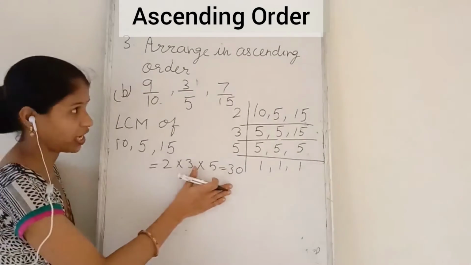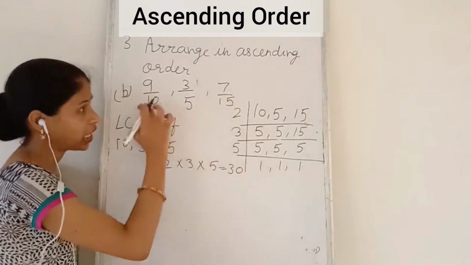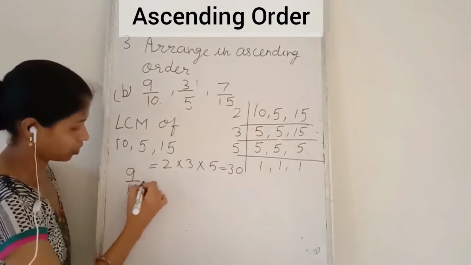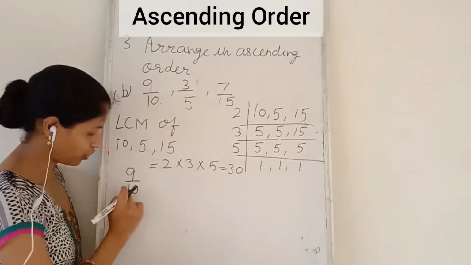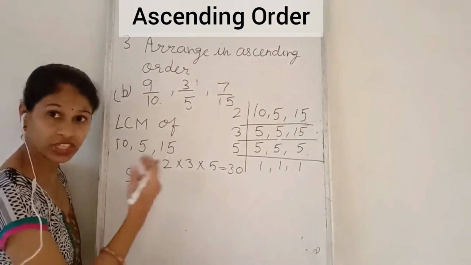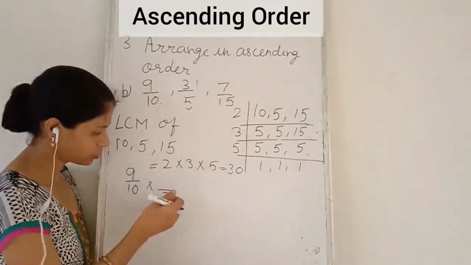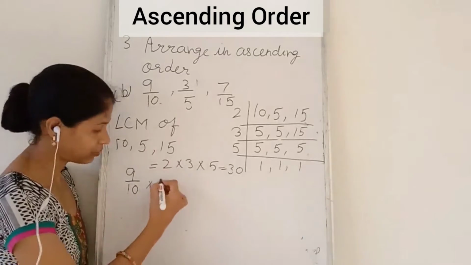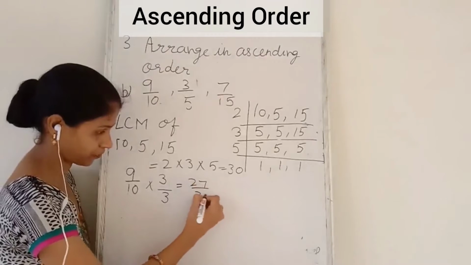Now we will change the denominators to 30 in each fraction. We have to change 10 into the LCM, which is 30. For this we will multiply by 3, since 10 3s are 30. As we know, if we multiply any number in the denominator, we will multiply the same number in the numerator. So 9 3s are 27 upon 30.